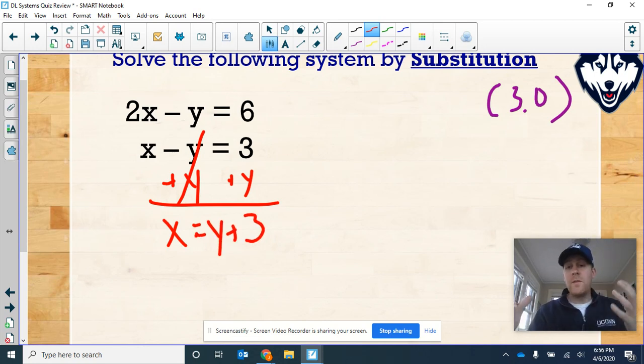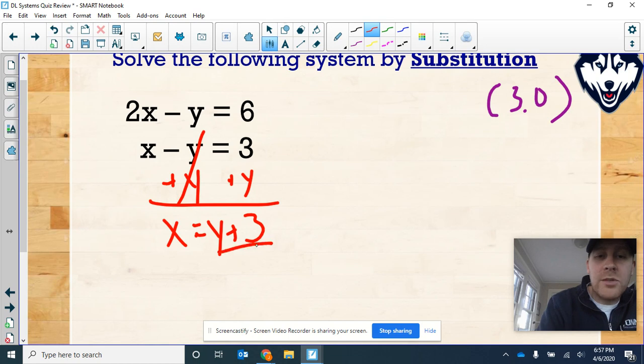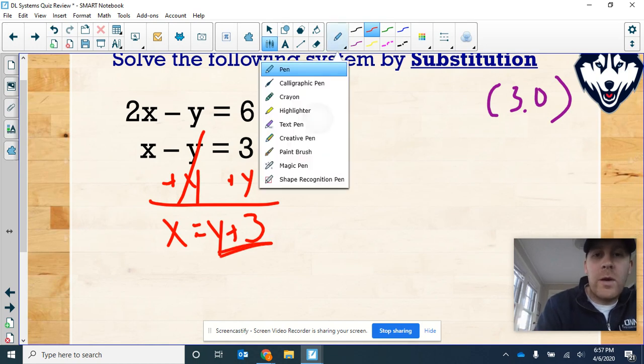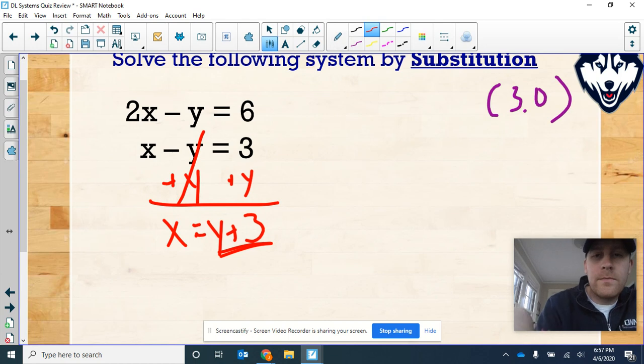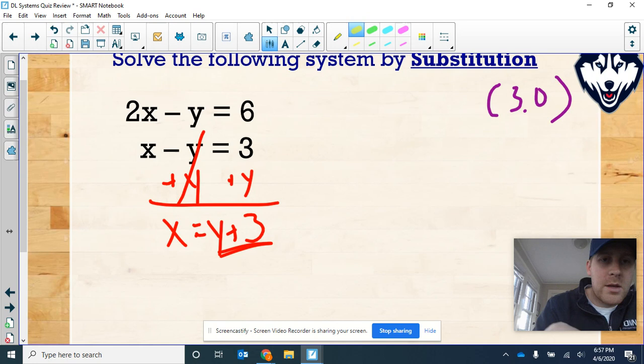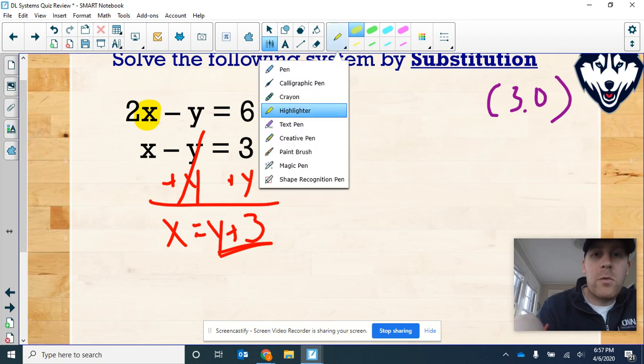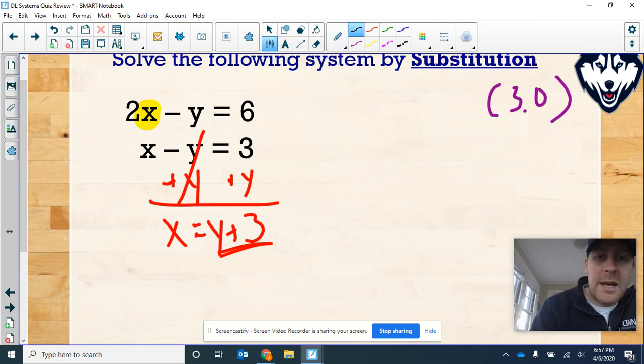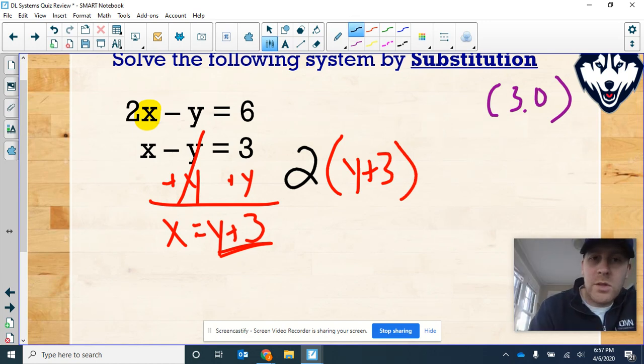And again, here's the beautiful thing about substitution. Once a variable is by itself, we take what that variable equals, y plus 3, and substitute that into my other equation for x. So we're going to plug that into my top equation for x. So now our top equation becomes 2 times x, but we figured out that x is equal to y plus 3. Now write the rest of the equation: minus y equals 6.